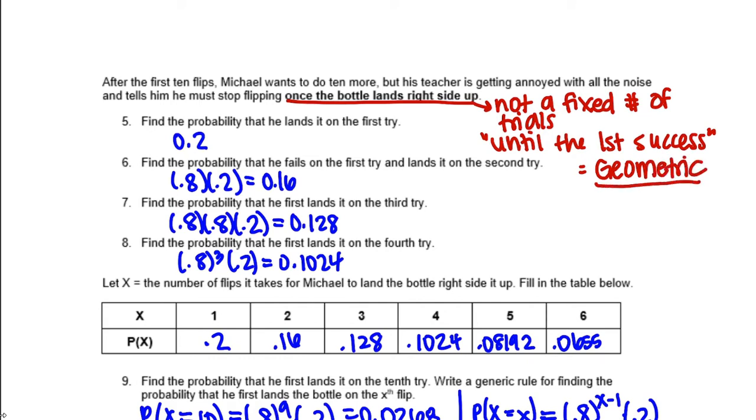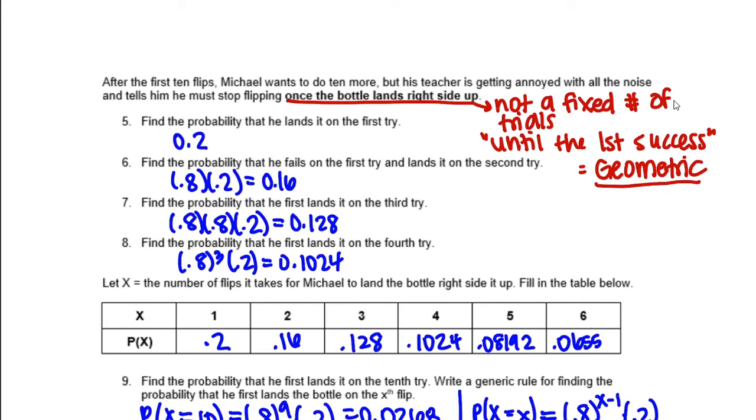And so the way we get that name is, if you remember looking at sequences and series, we had a geometric sequence where you multiply by the same number over and over. And so if you notice here, every time we increase it by 1 try, we multiply it by 0.8. And so that's a geometric sequence there.